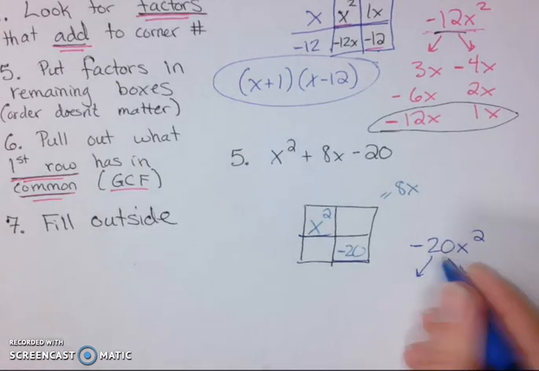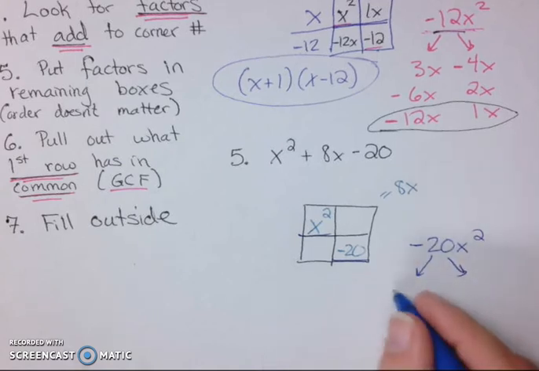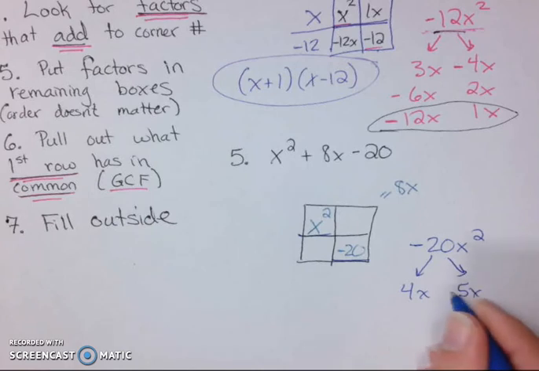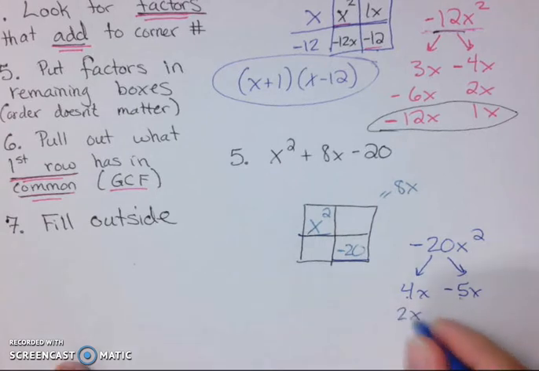Factors of negative 20 that add to 8. So I think of 4 and 5 right away. 4x and 5x. One of them has to be negative, though, to make this negative. And if you add those together, you're going to get negative 1. Switch the signs, you're just going to get positive 1. So it's not 4 and 5. What else makes 20? I thought of 2 and 10.